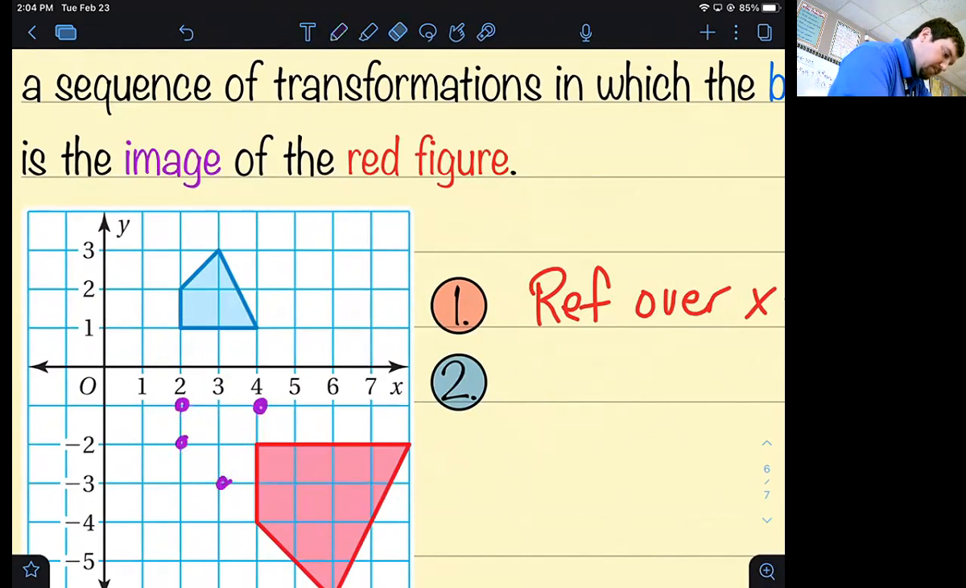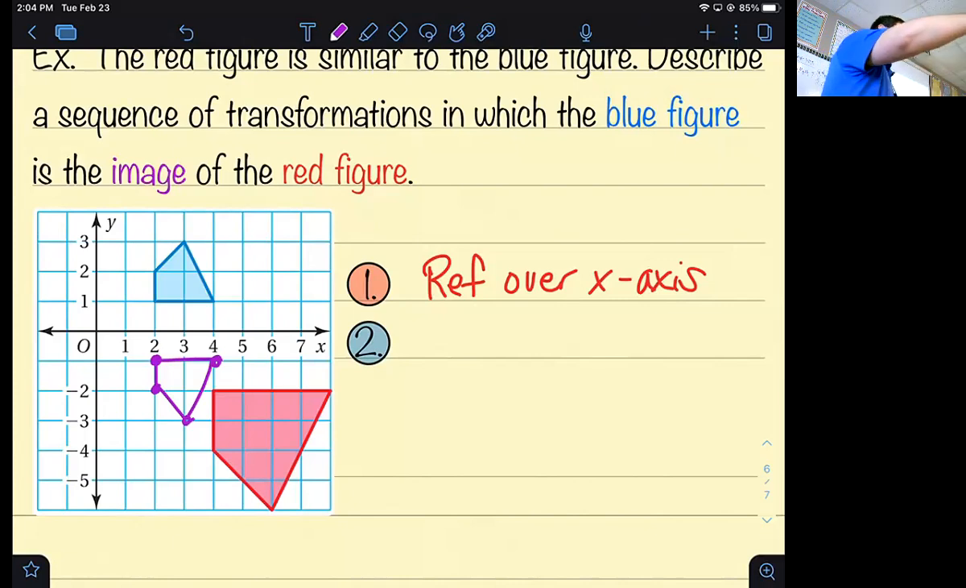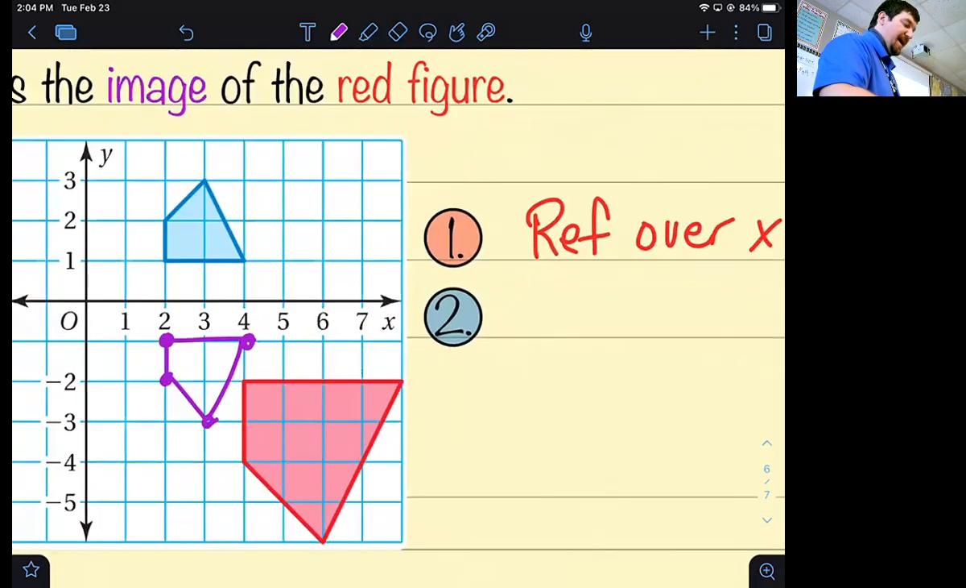Not really good. That's better. And then what did they dilate it by then? 2. By 2? Yeah. Are you sure? Yes. Wait. Because that's wrong. Oh, no. Caroline, 3. Not 3. Are you sure about that? Remember, it went from red to blue. Okay. 1/2. By 1/2.